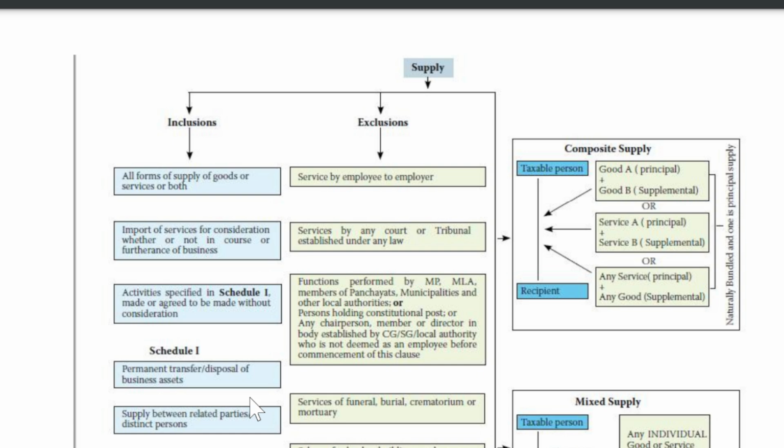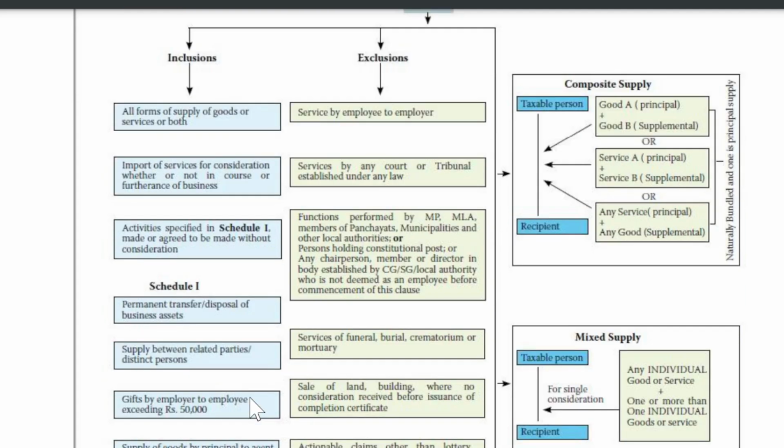Then the next one is services by any court or tribunal established under any law. If the service is provided by a court or tribunal, then GST is not applicable on that. Functions performed by MPs, MLAs, members of panchayat, municipalities, and other local authorities, or the person holding a constitutional position, or any chairman, member, or director in a body corporate by the central government, state government, or local authority who is not deemed as an employee before the commencement of this class.